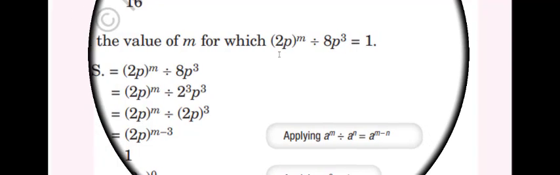Now students, let us see example number 9. Here we have to find the value of m for which (2p)^m divided by 8p^3 equals 1. Here we'll take the left hand side. The left hand side is (2p)^m divided by 8p^3.